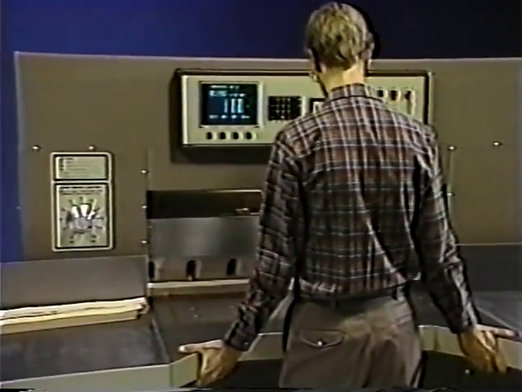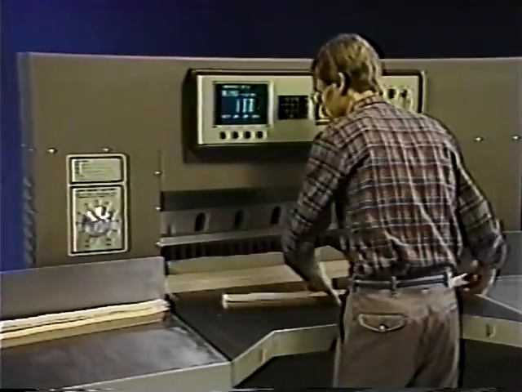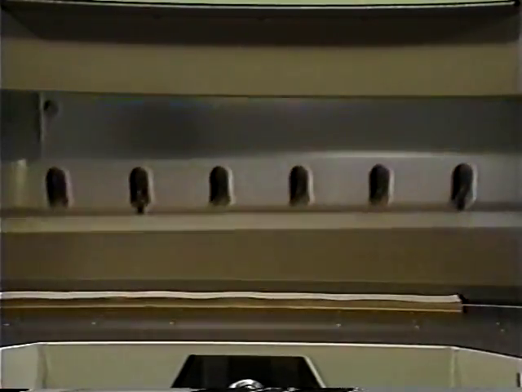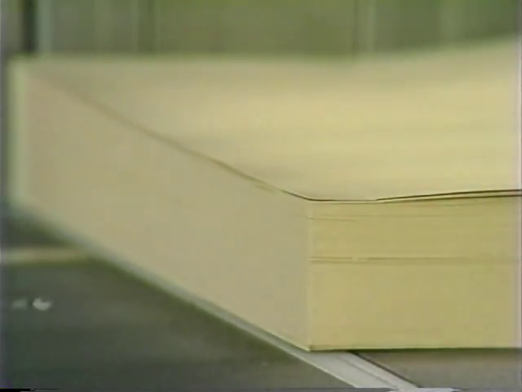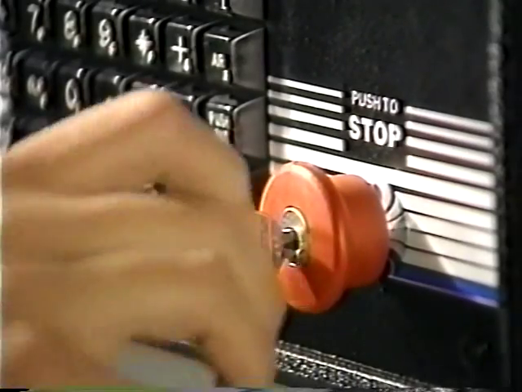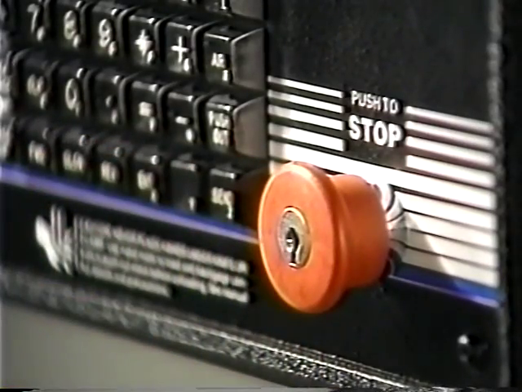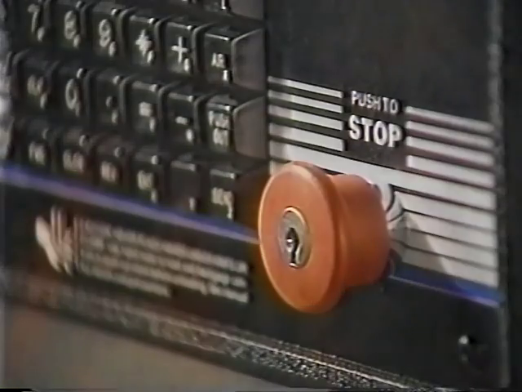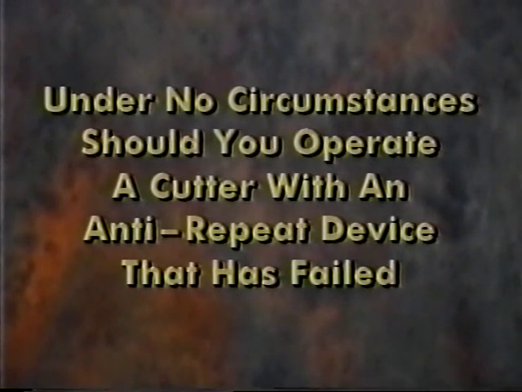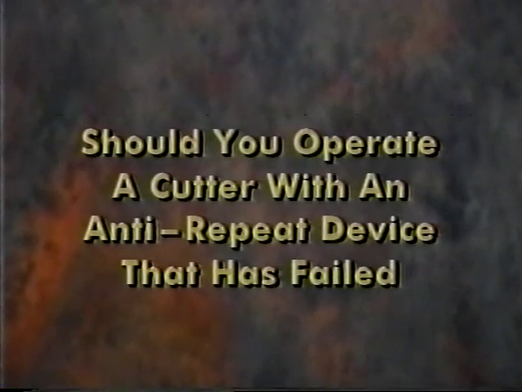If your cutter has this feature, check your instruction manual to find out what type. If you observe that the knife or knife and clamp continue a downward movement after completing one cutting cycle, stop the cutter at once and take the machine out of service until it can be properly repaired or replaced. Under no circumstances should you operate a cutter with an anti-repeat device that has failed.